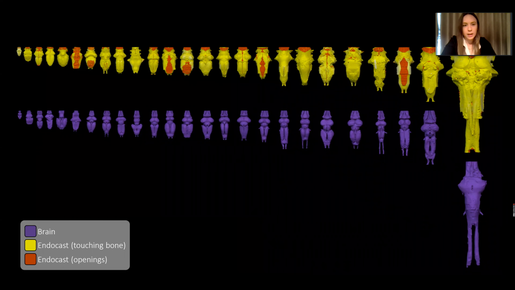Here's an image showing a collection of different brains and endocasts of frogs. And you can see here that there is quite a great deal of variation in both shape and size for our brains and endocasts. What you'll also notice is there is some variation in the way that the bone encases that endocranial space. And you will see different numbers and sizes of openings on those endocasts.